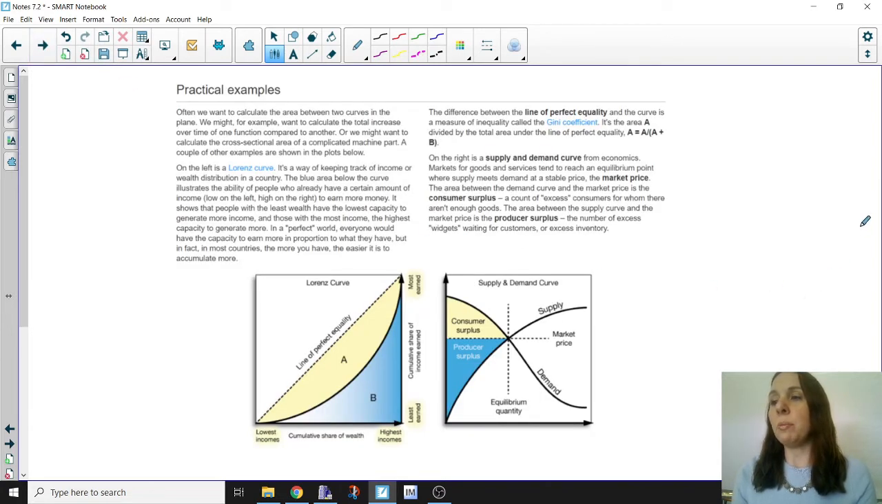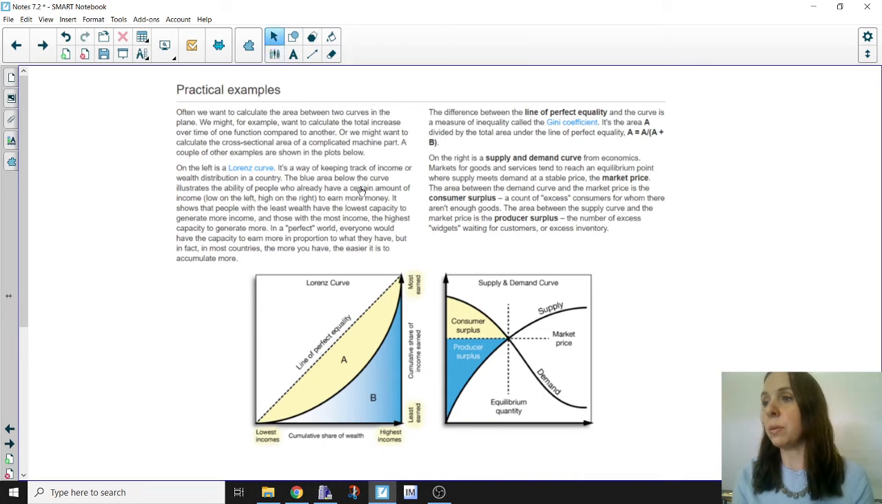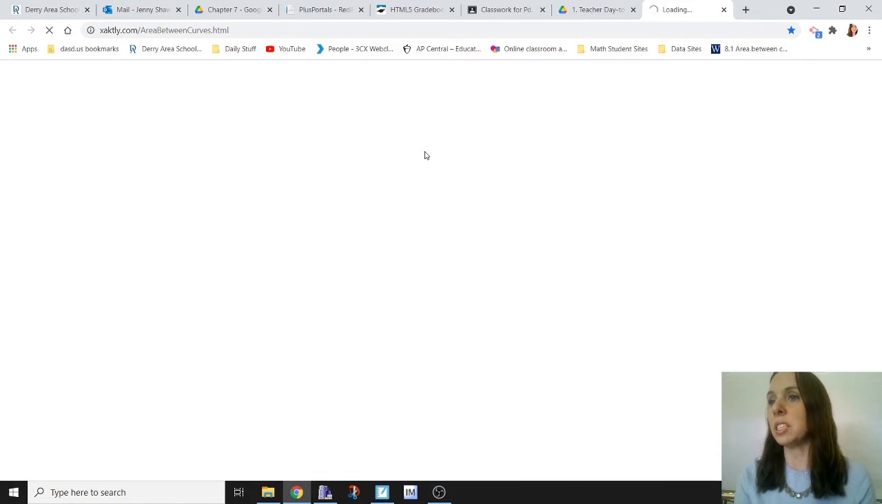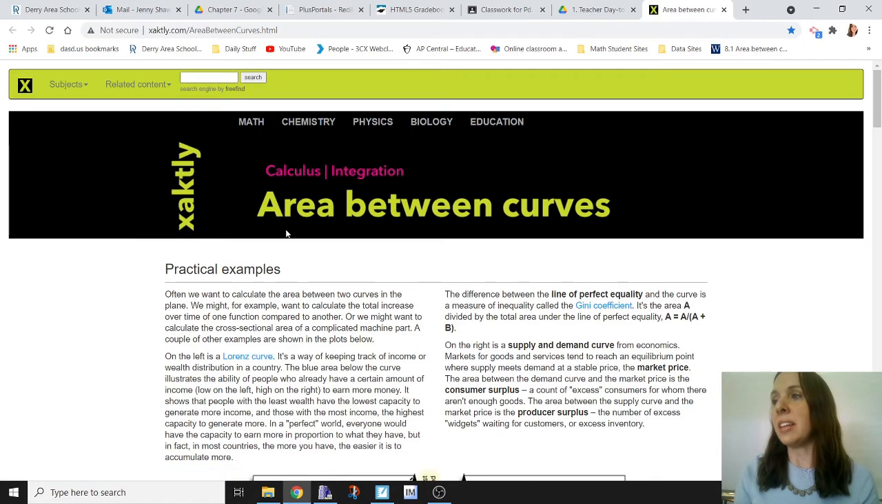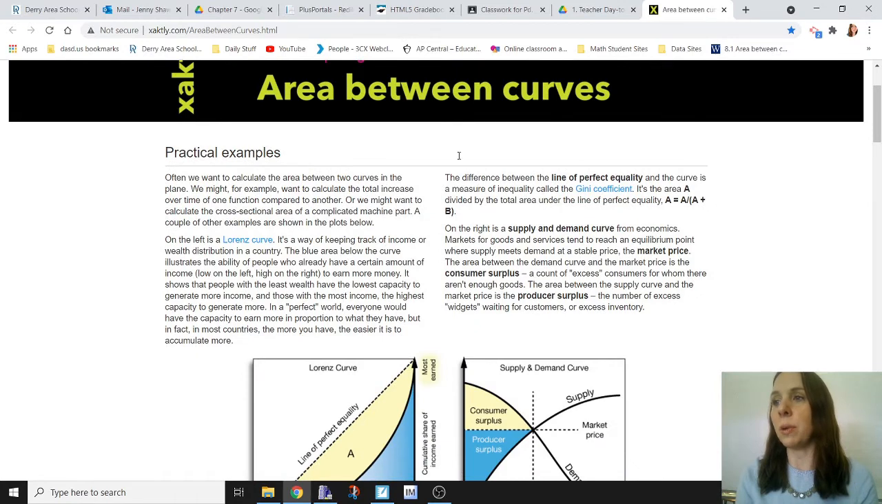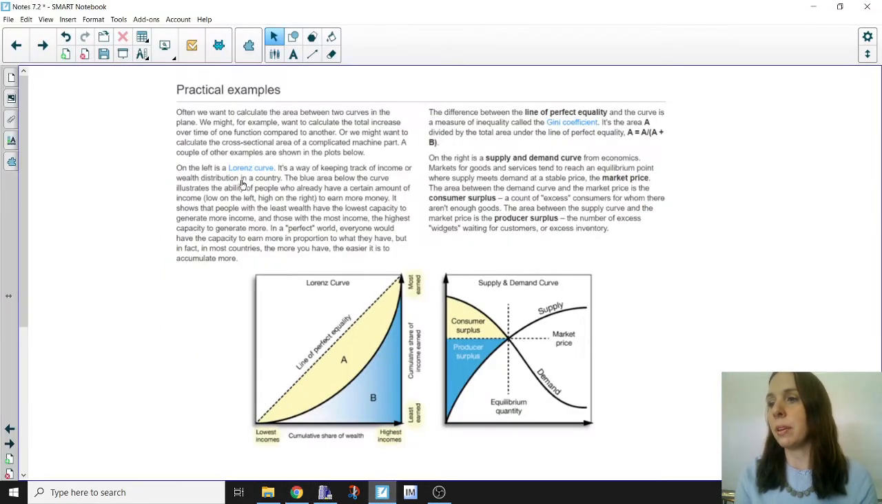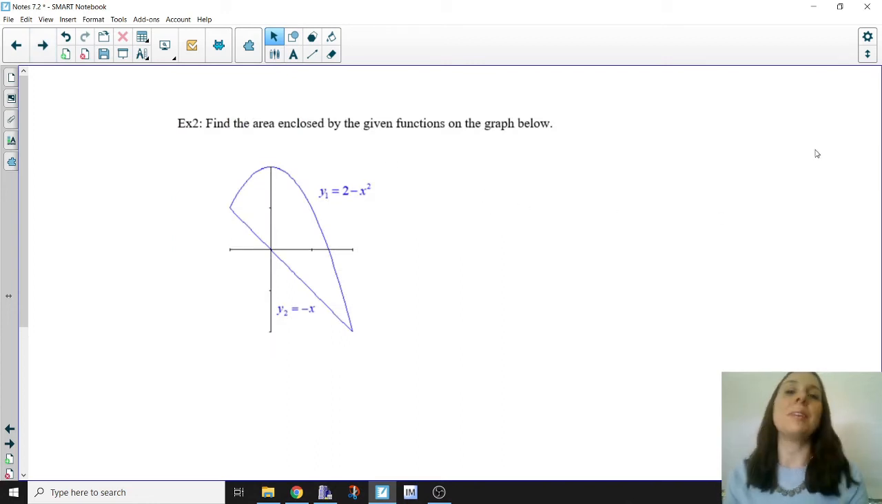Before we move on to the rest of the examples in the notes, I would like to mention that there are some practical examples of finding area between two curves. The ones that I thought were the most interesting were in economics, and I believe this is clickable. Yes, this takes you to a website that explains area between two curves, but also some cool applications. If you're one of my students, I will link this and put it in Google Classroom. So if you're interested in those practical examples, you can see them there. But now let's move on to the rest of the examples in the notes.